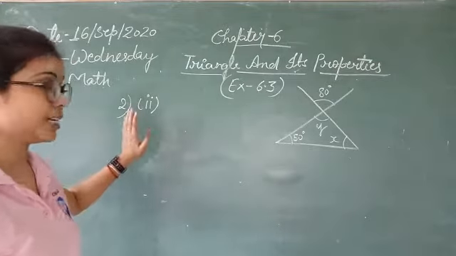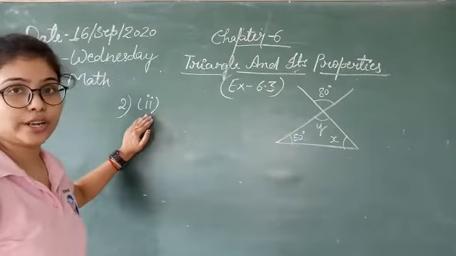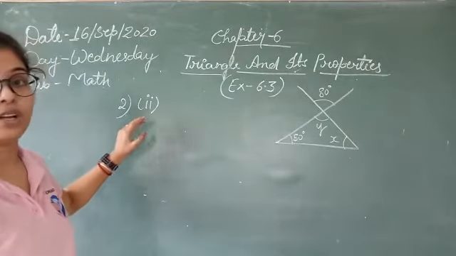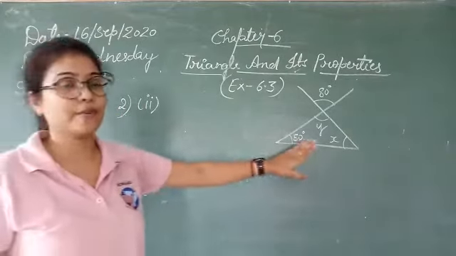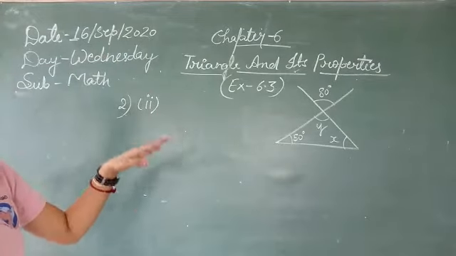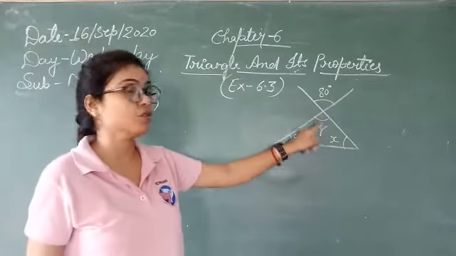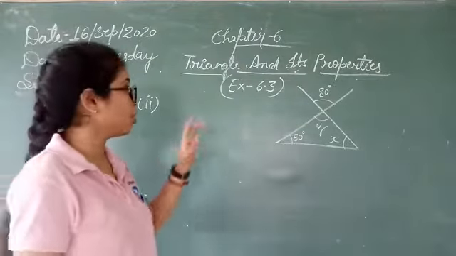So today we are going to solve exercise 6.3. Here I have taken the second question. The first one we have already done, and today I am taking the second question, which is the second question of question number 2. Here I have made the figure, and in this question you have to find the value of x and y. This exercise is based on the property of the triangle.